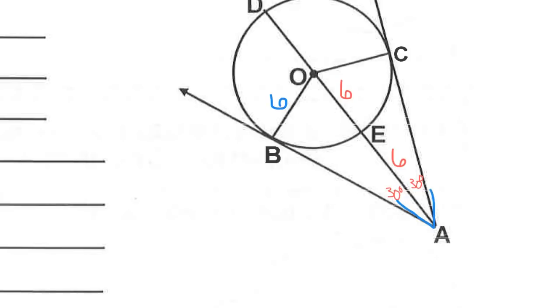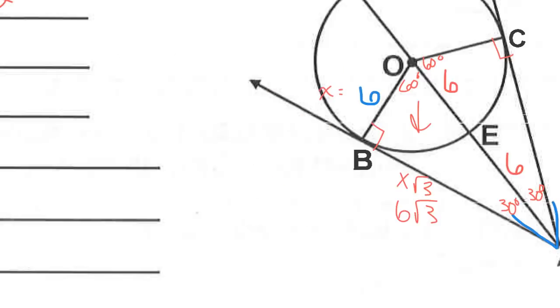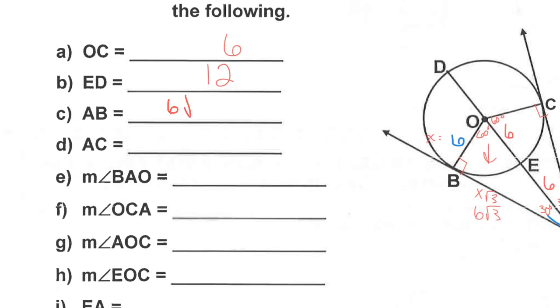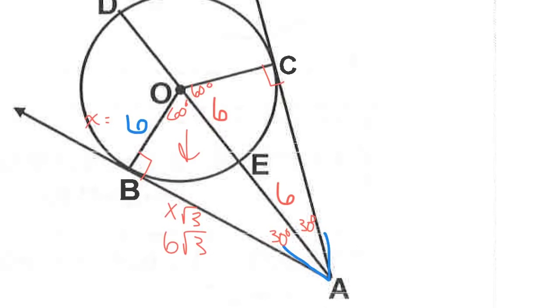Now, A to B and A to C are probably the hardest ones. Okay, you have to know something first. I have a radius and a tangent line. I know that's perpendicular. I have that on both sides. Okay, so now I have a 30-60-90 triangle. Well, across from 30 is my x value. Across from 60 is my x square root of 3. So I have 6 square root of 3 from B to A. From A to C is the same as B to A because they're tangents from A. It's also 6 square root of 3.